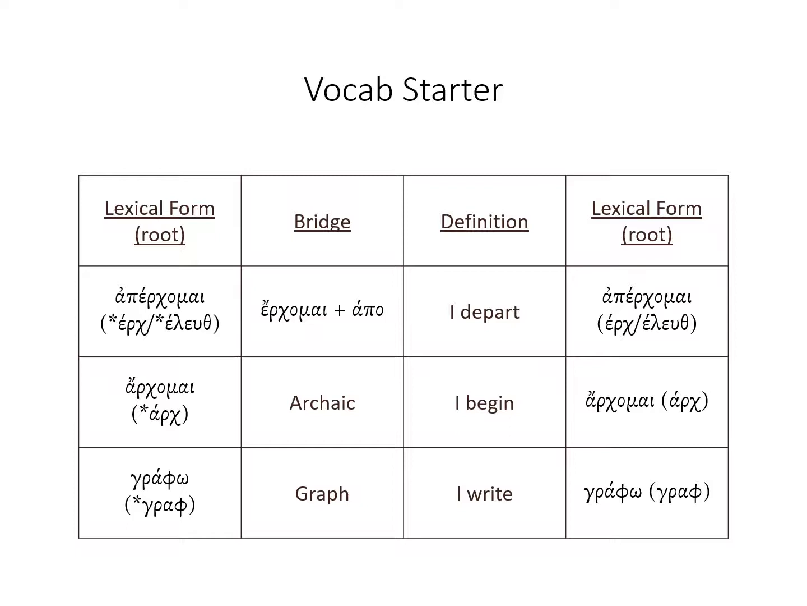Our vocab starter. Keep in mind, again, as we have looked at in so many screencasts, the difference between the actual word, the lexical form, which is always the present, and the root here. The root always has that asterisk by it. And sometimes there are more than one root. That's why there are different looking stems. And keep that in mind as you go through.